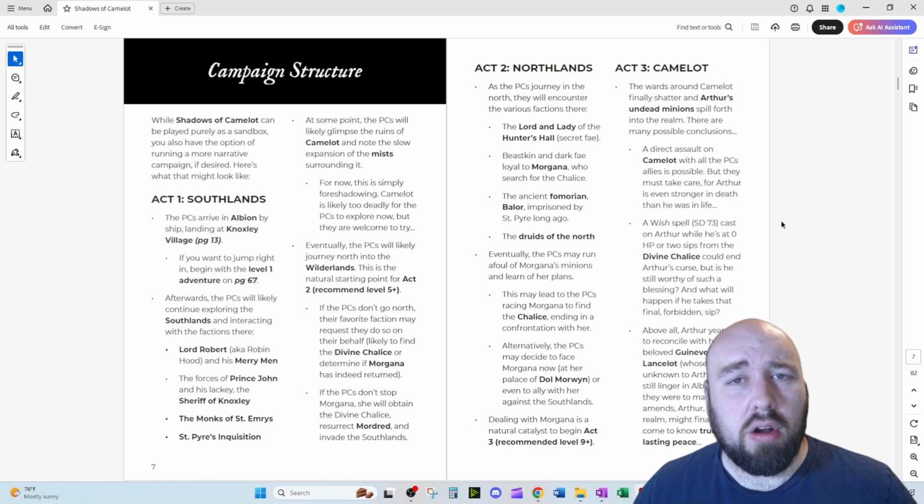Above all, Arthur yearns to reconcile with his beloved Guinevere and Lancelot, whose spirits, unknown to Arthur, also still linger in Albion. If they were able to make amends even now, Arthur and the realm may finally come to know a true and lasting peace.